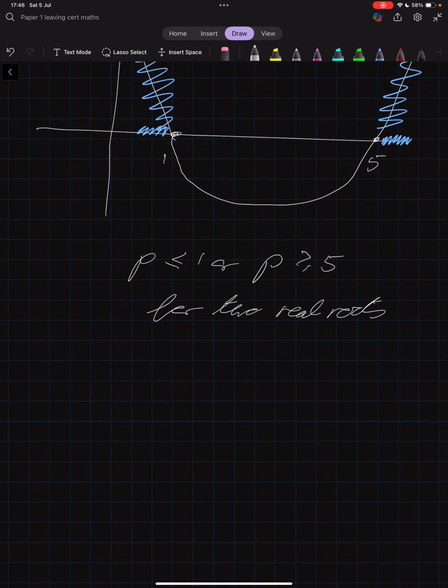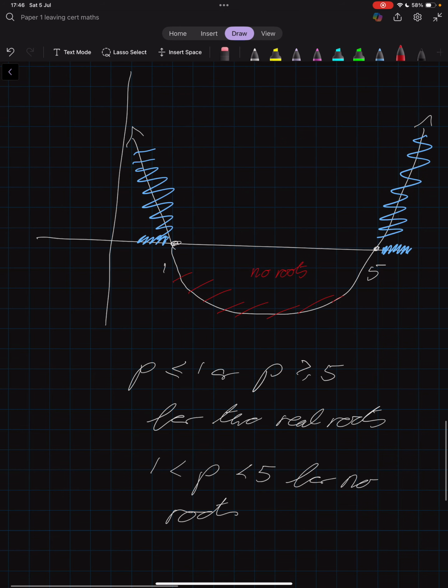Or you could also say that p has to be greater than 1, sorry, p has to be less than 5 and greater than 1 for no roots. Because here, this is where you would have no roots. So up here, you have roots. Here you have roots. And then in the middle, you have no roots. Okay? So hopefully that's all right.